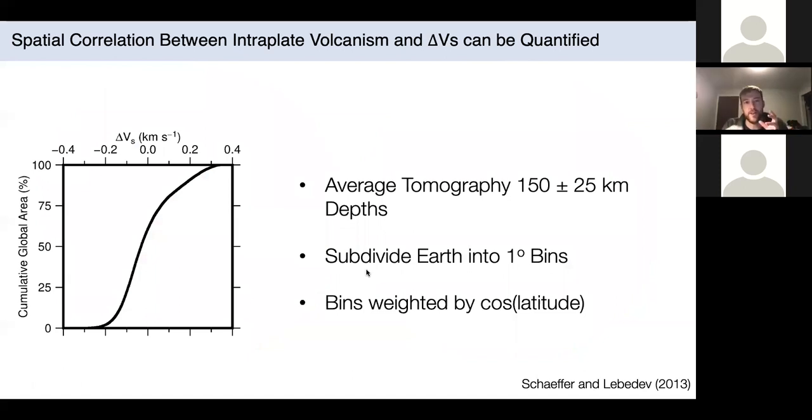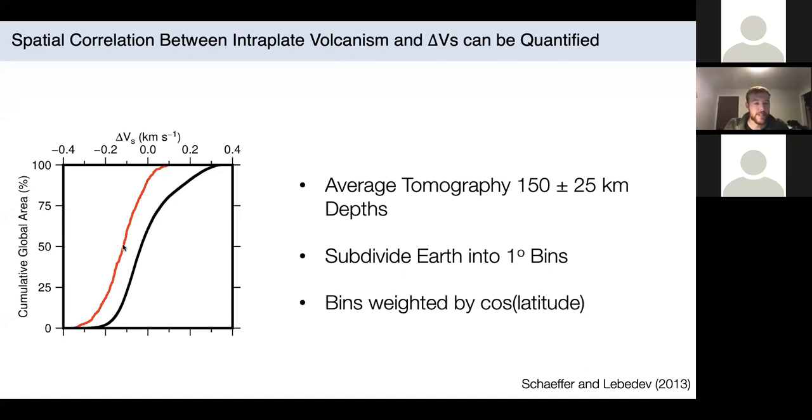So that's a qualitative look at the relationship between the two. We can also look at that quantitatively using cumulative global area distributions. So the idea here is we subdivide the world into 1 degree latitude by 1 degree longitude grid squares. And we look at the velocity anomaly in each grid square, and those grids are weighted by the cosine of latitude. This is because grid squares close to the poles are smaller than grid squares at the equator. In black, we have the cumulative distribution of shear wave velocities in our tomography model. And in red, we have only those grid squares that have intraplate volcanism in them.